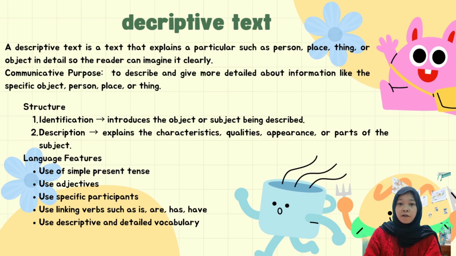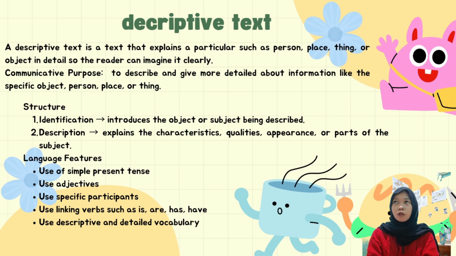These texts have 2 main structures. First, identification introduces the object or subject being described. Second is description. It explains the characteristics, qualities, appearance, or parts of the subject. Okay, now let's talk about language features. This text has several language features such as simple present tense, adjectives, specific participants, linking verbs like is, are, has, and have. Then last, descriptive and detailed vocabulary.